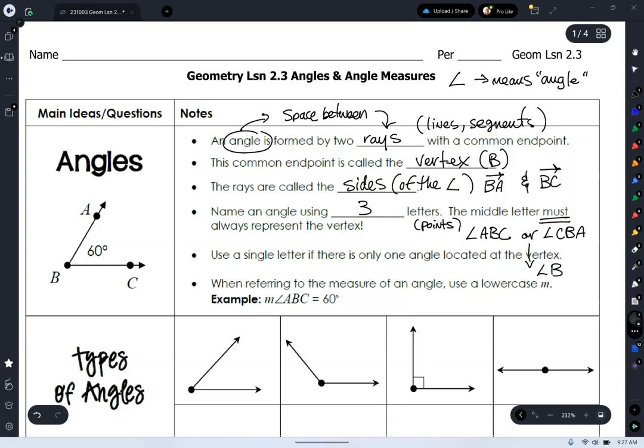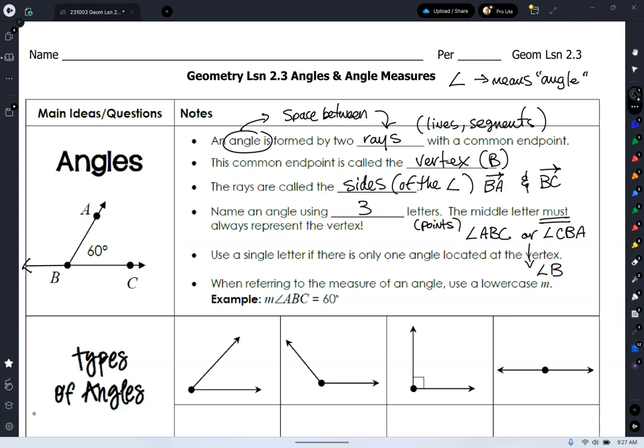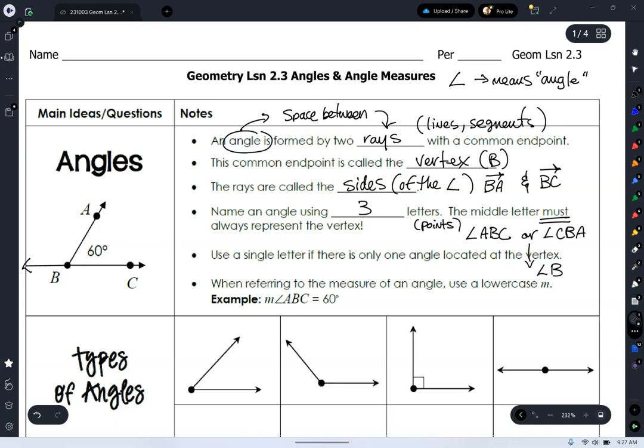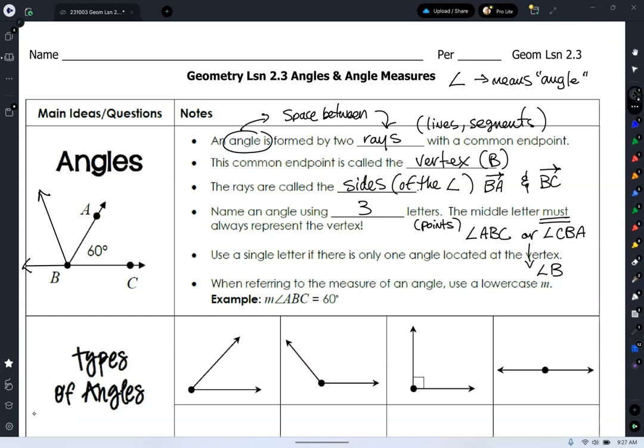However, let's just say that we had this. And I'm going to have you draw a little line out this way, and let's put an arrowhead on that. And then I'm going to have you draw another line going out this way, like that. And then let's put a point out here and let's call that D.